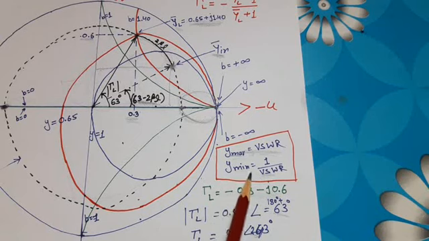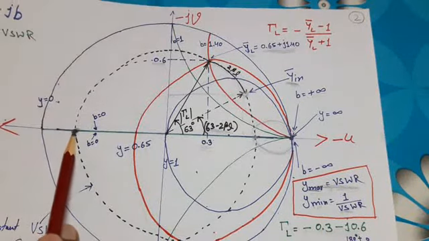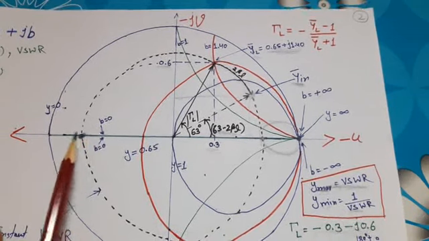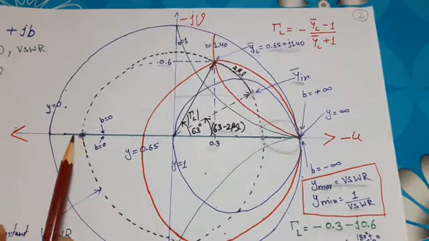And what is the value of the minimum? The minimum is the value of the constant circle which is passing through this point. So in this way we can find all parameters if we are given normalized admittance instead of normalized impedance.